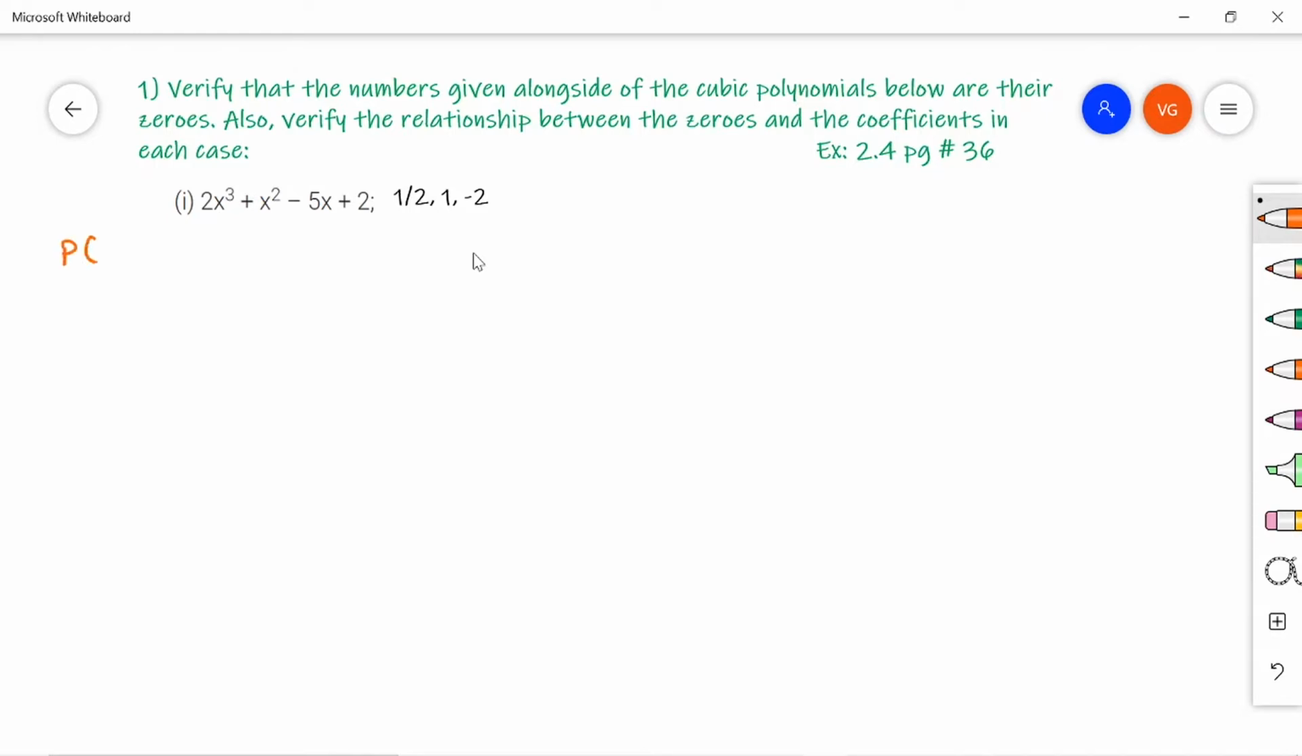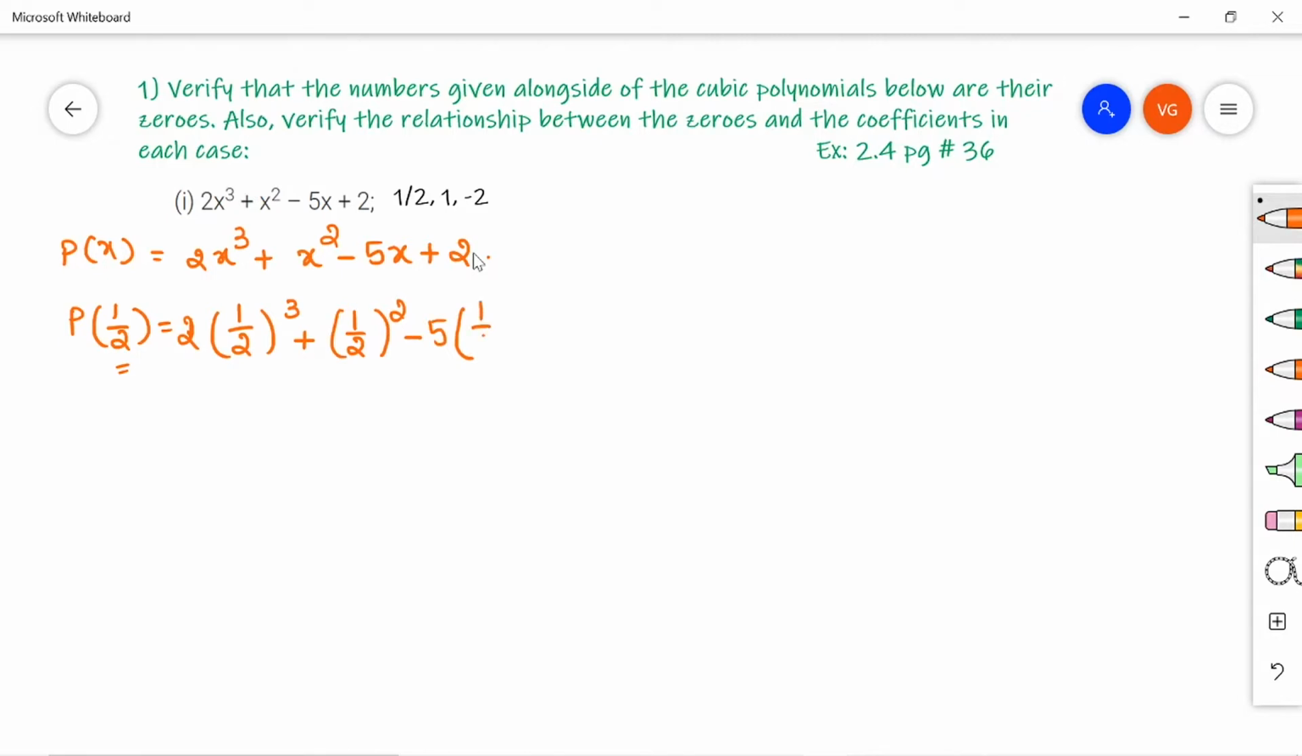So let us take the given polynomial as p of x, 2x cube plus x square minus 5x plus 2, right? So the first zero, what they are telling is x is equal to 1 by 2. So substitute wherever x is there, just put 1 by 2. So I am writing p of 1 by 2, 2 into, in place of x I am writing 1 by 2 whole cube plus 1 by 2 whole square minus 5 into 1 by 2 plus 2. So this will be what? 2 into 1 by 8 plus 1 by 4 minus 5 by 2 plus 2.